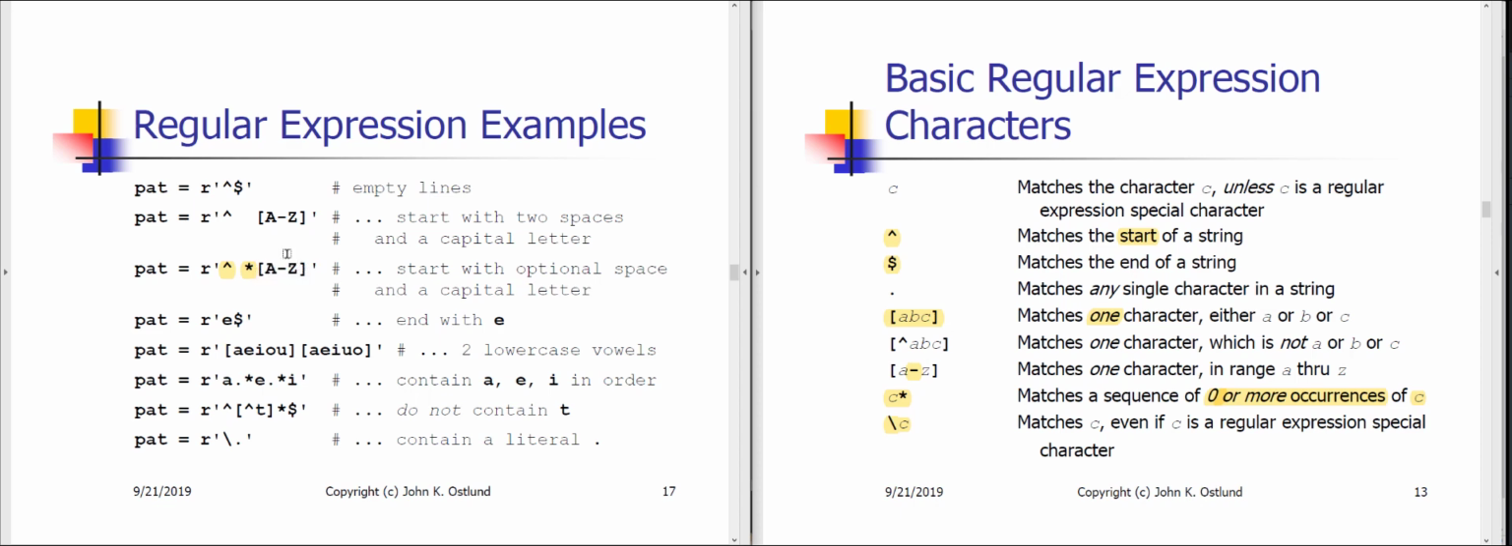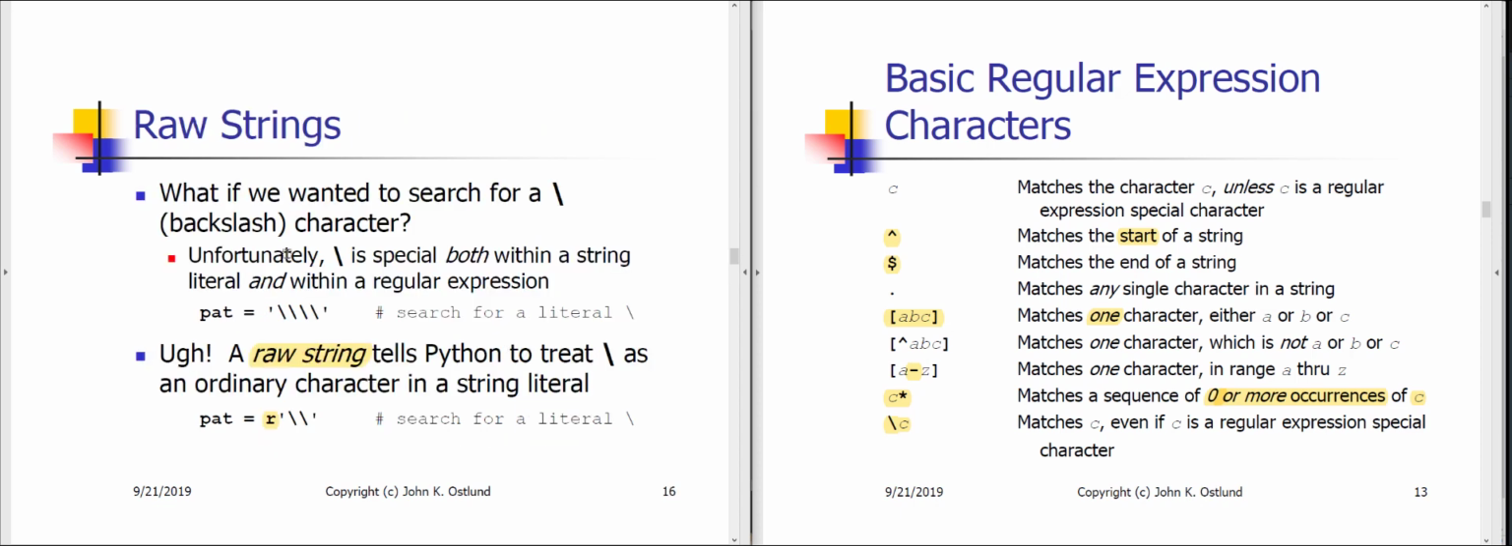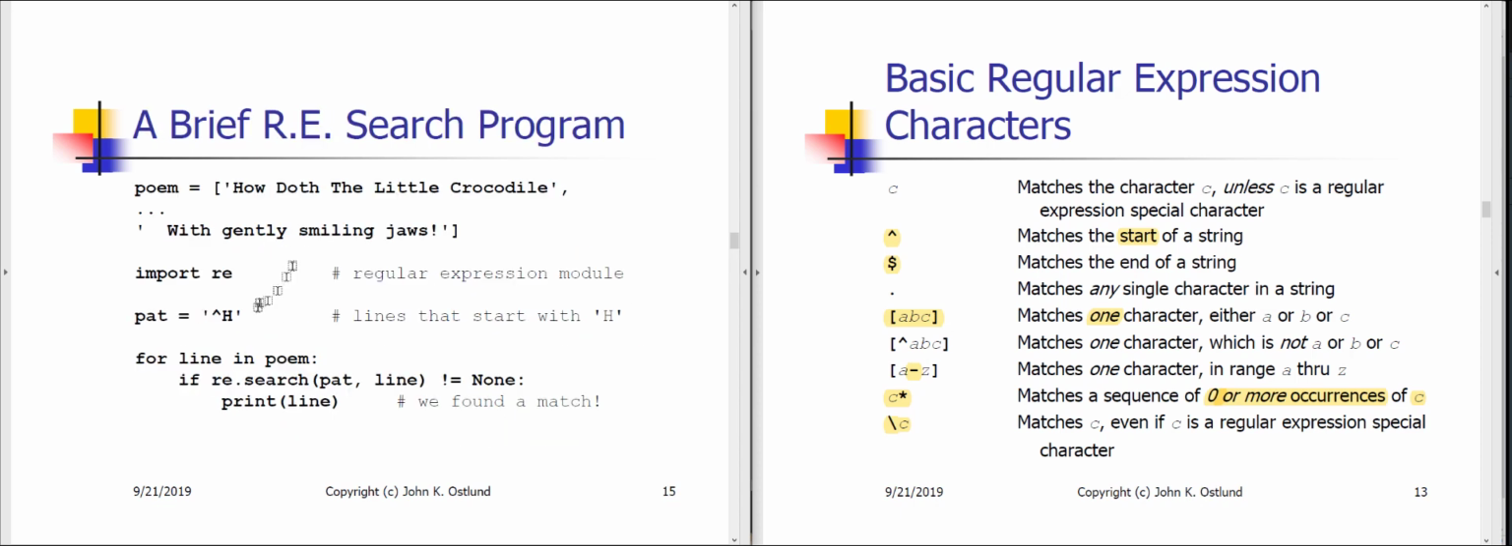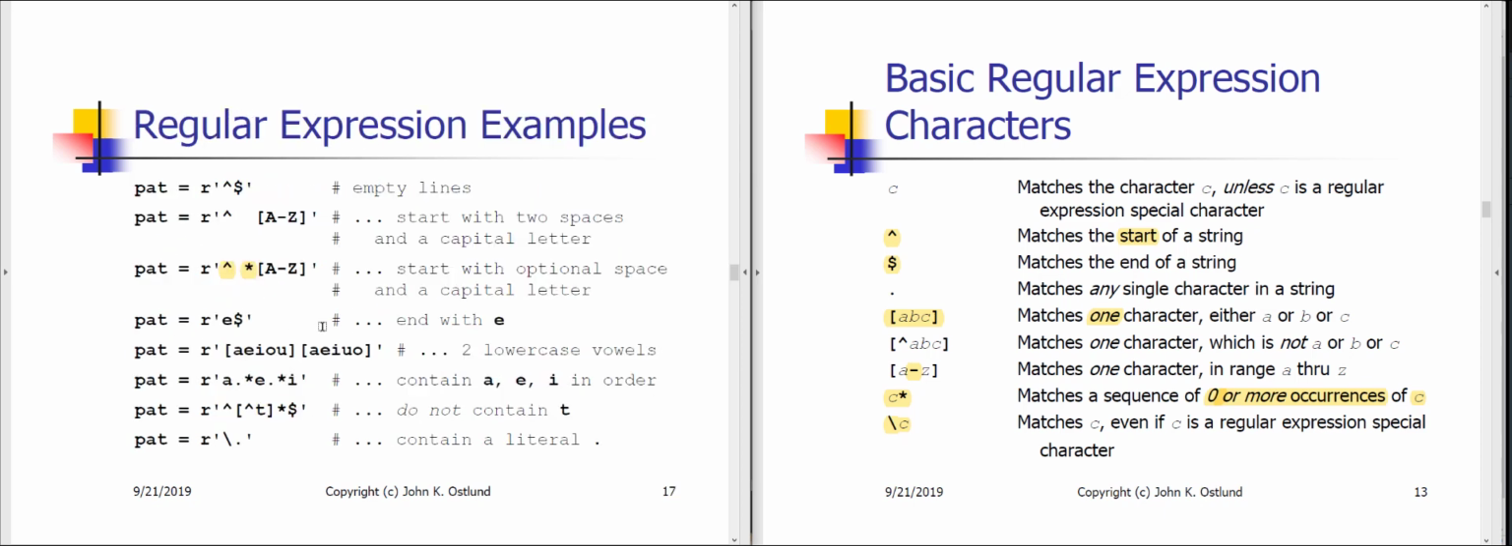Now let's compare that to what we did before. Our first example looked for lines that began with a capital H. Then we just looked at an example of lines that begin with 2 spaces followed by a capital letter. Now we're looking for lines that begin with optional spaces followed by a capital letter. Let's see what we get.